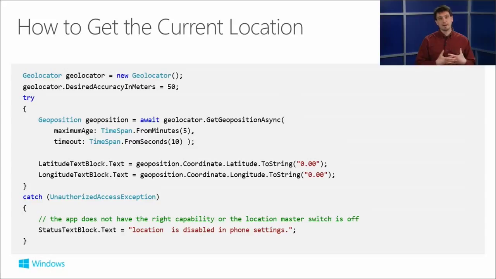We give it a maximum age, and this basically says if we've gotten our geolocation in the last 5 minutes, maybe we've got a cached geolocation somewhere, then just use that one. And then a timeout, the time span in seconds, says try to get this geolocation. If you can't get it in 10 seconds, give up. And then we can pull that information out by getting our geolocation coordinate, latitude and longitude.